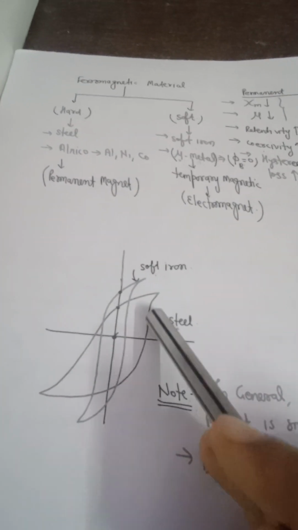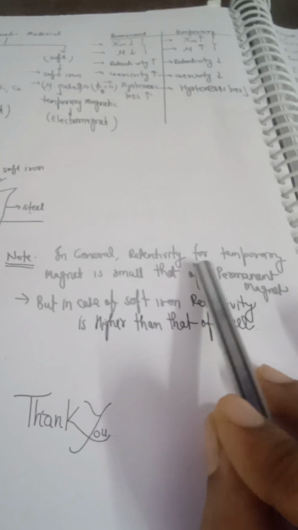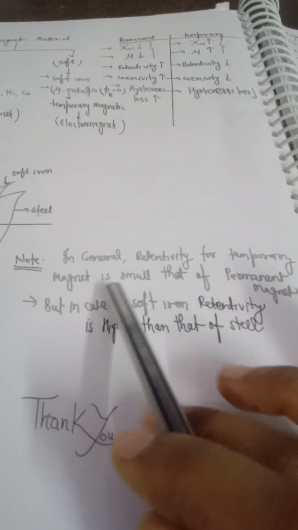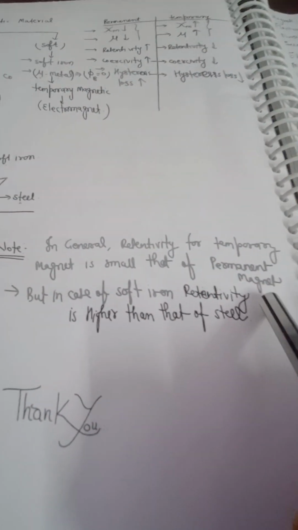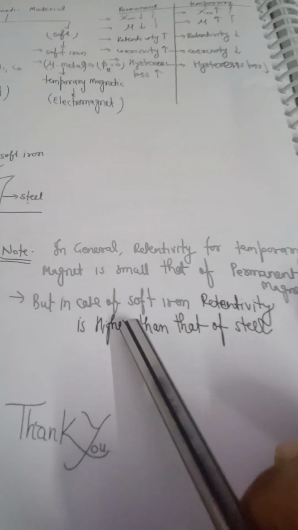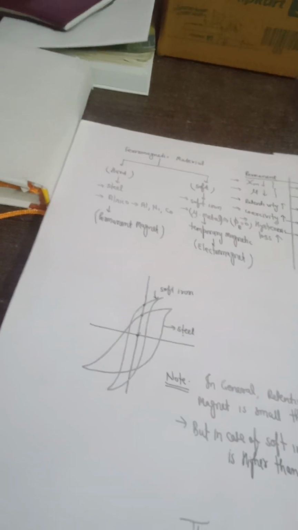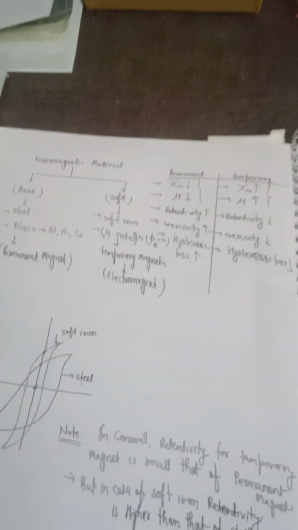So you can watch this figure. This is steel and this is soft iron, so you can see this quantity in the figure. Okay, note: in general, the retentivity of a temporary magnet is smaller than that of a permanent magnet, but in the case of soft iron, retentivity is higher than that of steel. Okay, so these are all the things for today. Thank you.